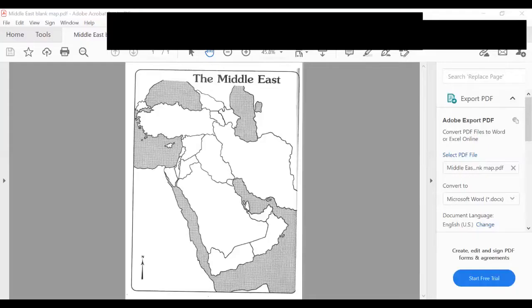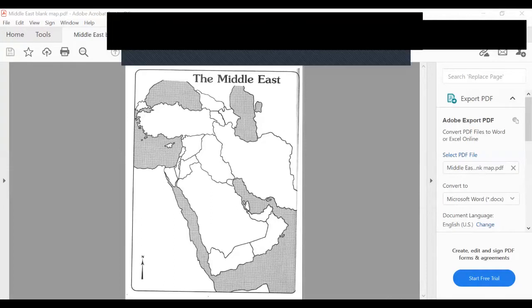Lecture 19, we will continue to look at the Middle East with an emphasis on Yemen, Oman, and the UAE, which stands for the United Arab Emirates. Let's take a quick look at the map, do just a short review, and then we'll jump into those three new countries. Okay, there we have it, the Middle East.